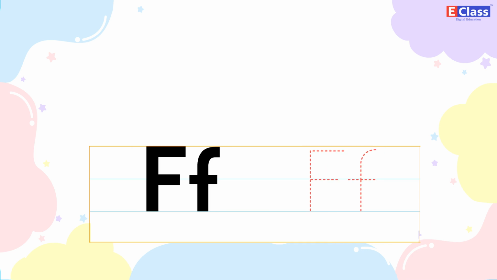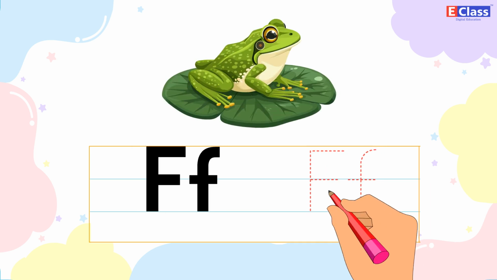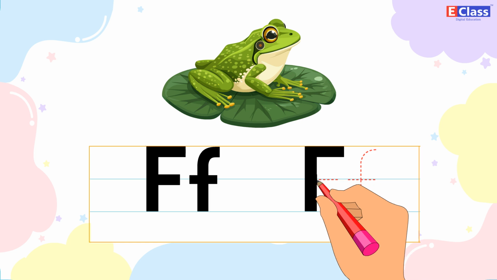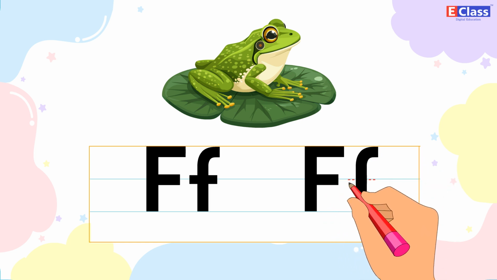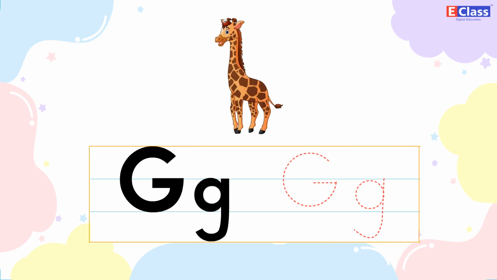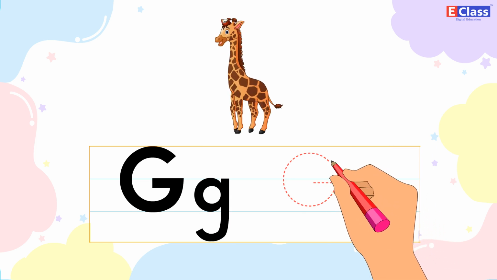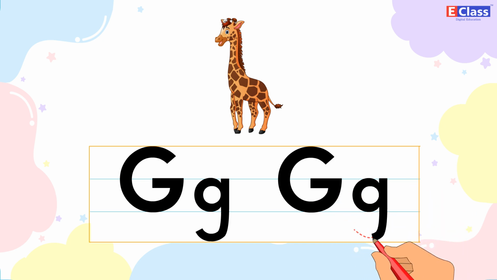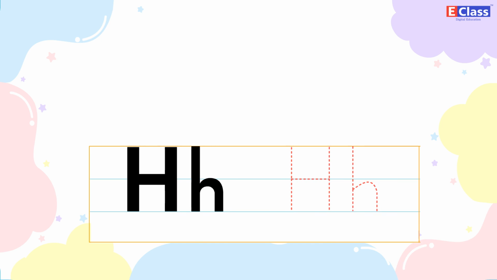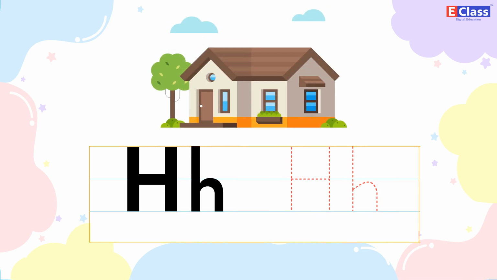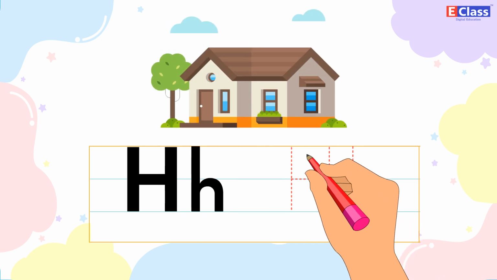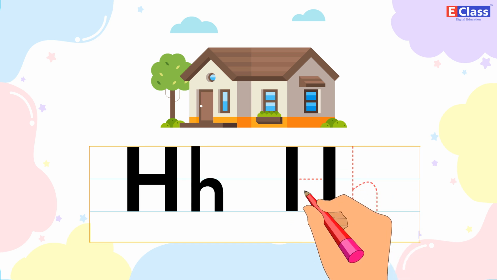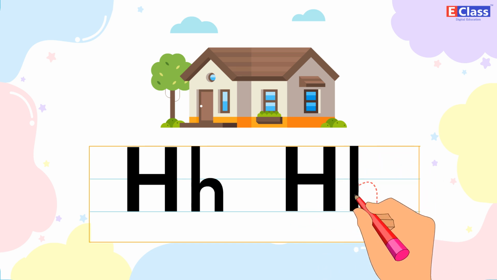F for frog. Capital F, small f. G for giraffe. Capital G and small g. H for house. Let's trace H. Capital H and small h. You are awesome. Let's move ahead.